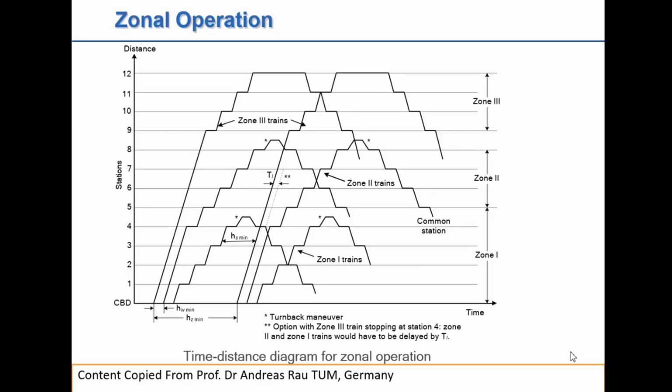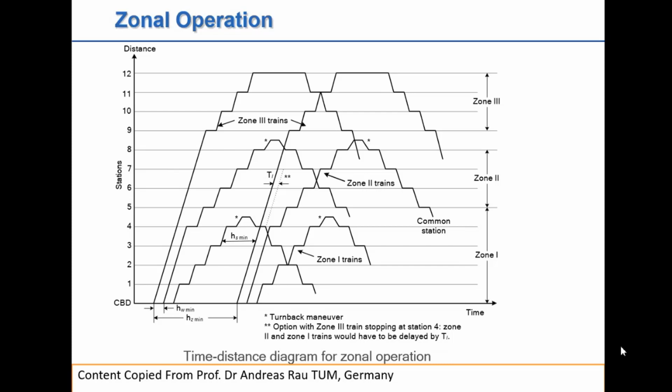The next point is about the zonal operation. Zonal operation is obtained when the same line is divided into 2 or more sections, as you can see here. This is zone 1, this is zone 2, and this is zone 3. Each zone is served by a different set of trains.